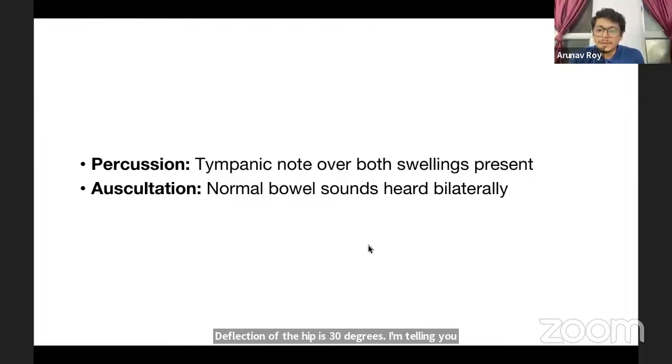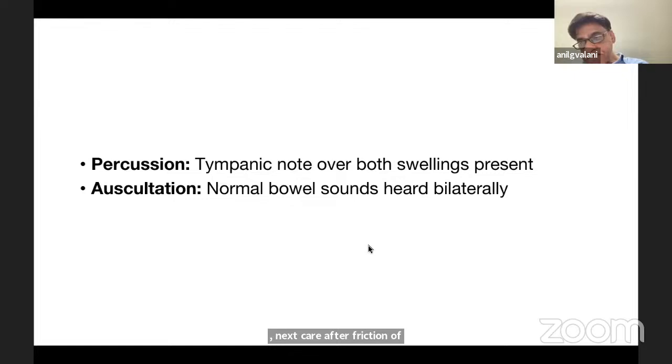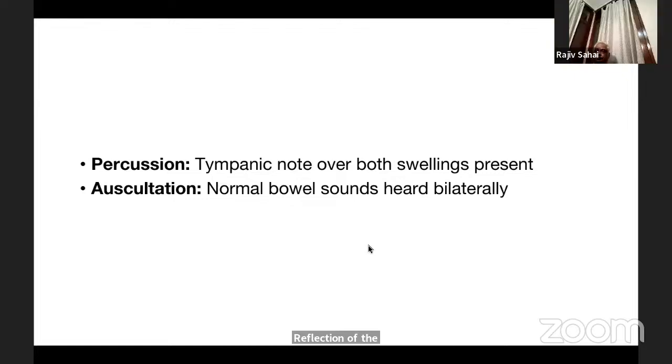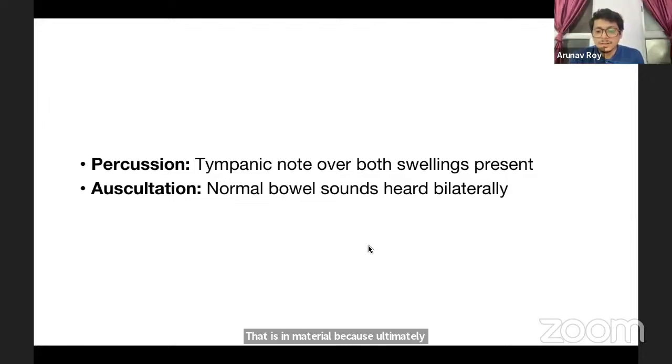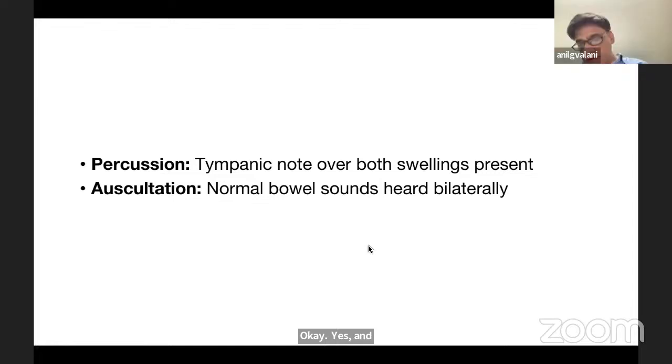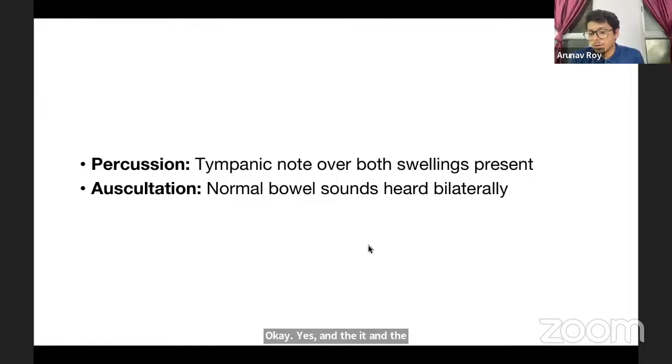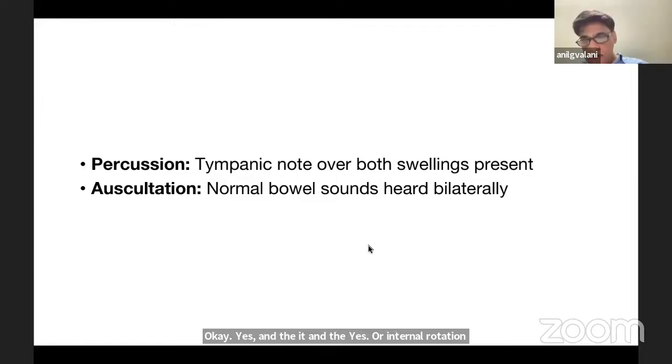Next, after flexion of the hip, what comes? The flexion of the knee is done, sir. That is immaterial because ultimately he is supposed to rest on the bed, the couch. So tell me about the hip. The flexion of the hip is 30 degrees. And what else? Internal rotation of the hip joint, sir. How much? 15 degrees, sir. How much internal rotation? Everything depends upon that.